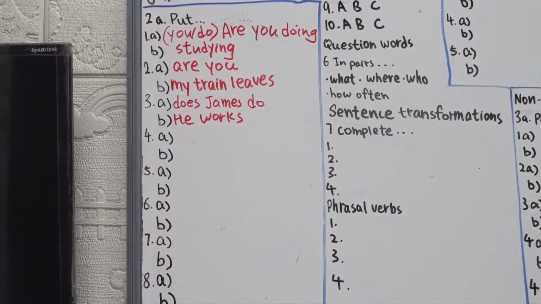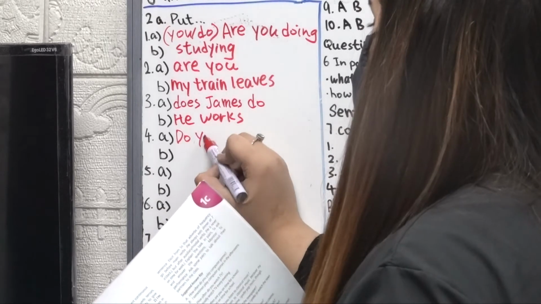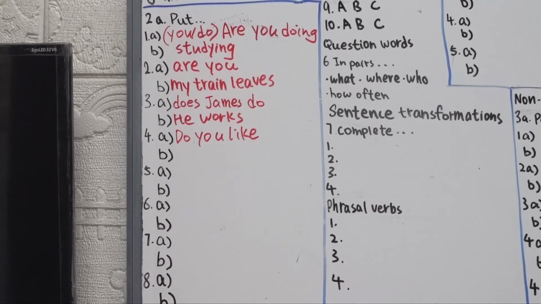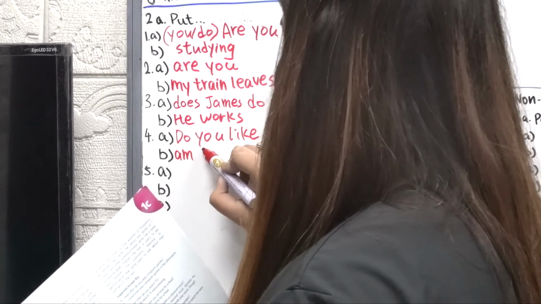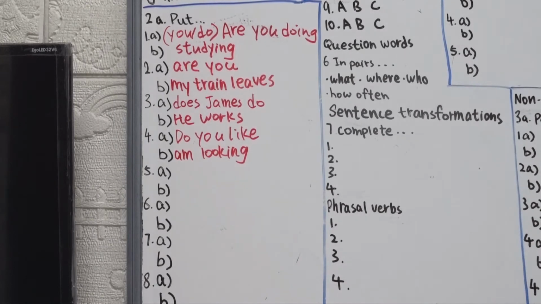For A, you like your flat question. For you, we can only use do. Yes, do you like your flat? And then for B, not really. Actually, for a new one at the moment. Look, at the moment we use present continuous tense. Am looking. I'm looking for a new one at the moment.